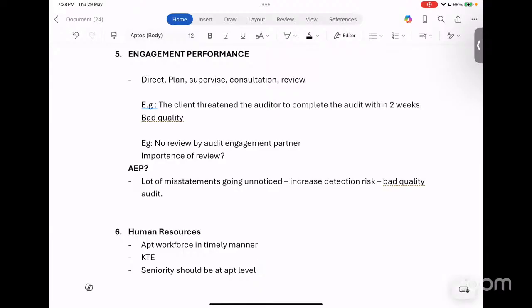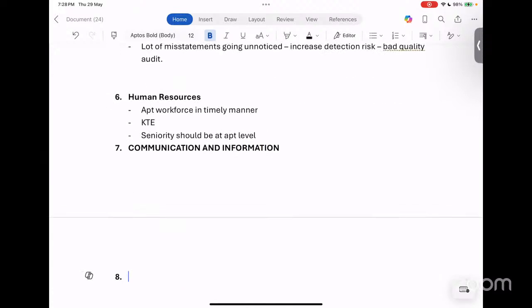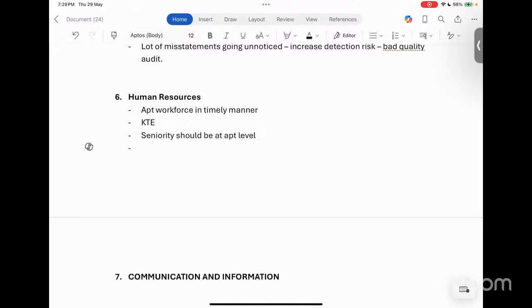Then communication and information. So what are we supposed to write here? Okay. We are supposed to say that anything which we are obtaining, generating, or using as information, we should communicate it within the firm. We should communicate our policies to the personnel. We should communicate the information to TCWG of the client. We should communicate to component auditors. And we should also keep a track of that communication. We should keep a record of that communication as well.